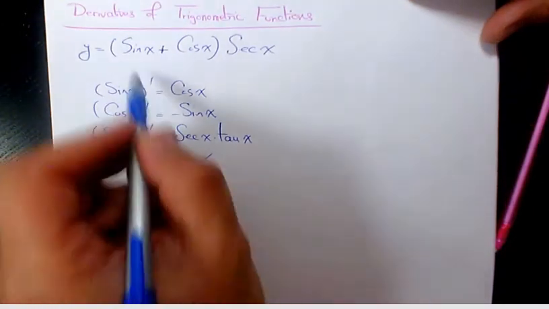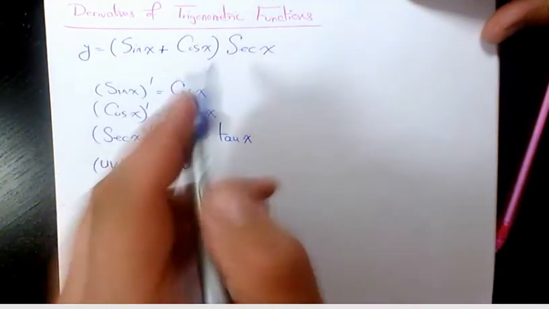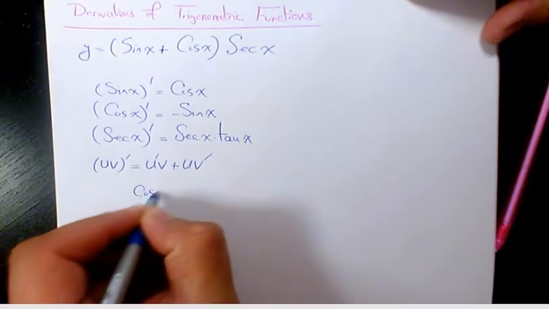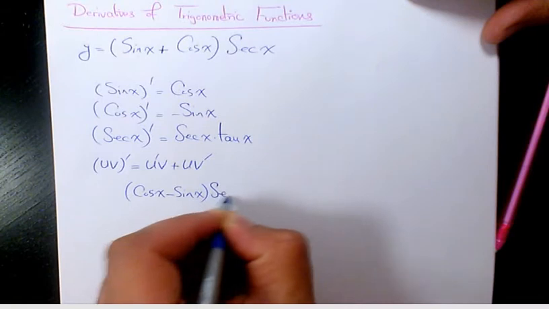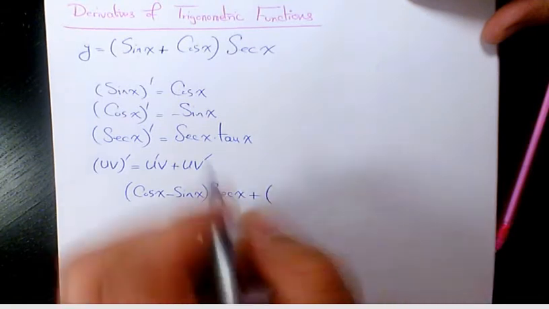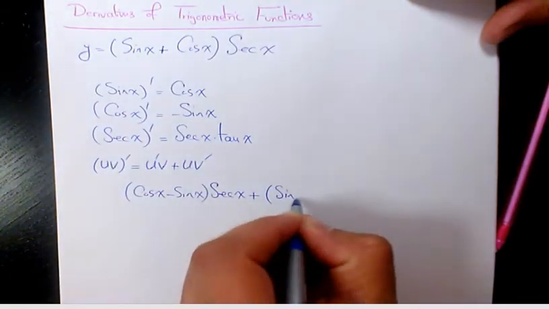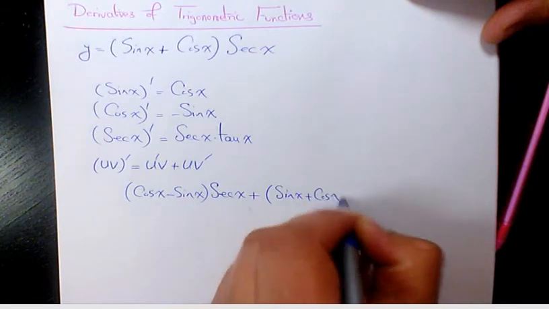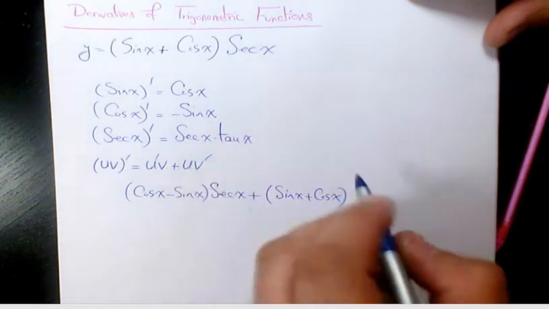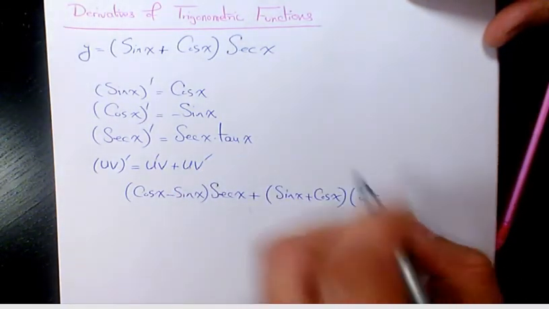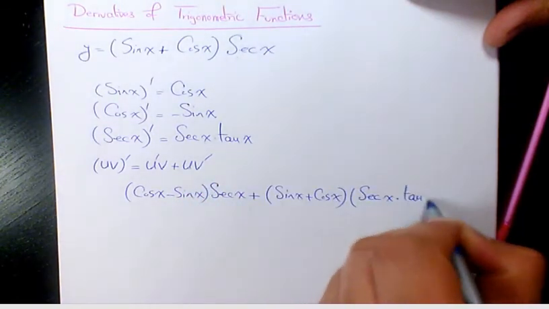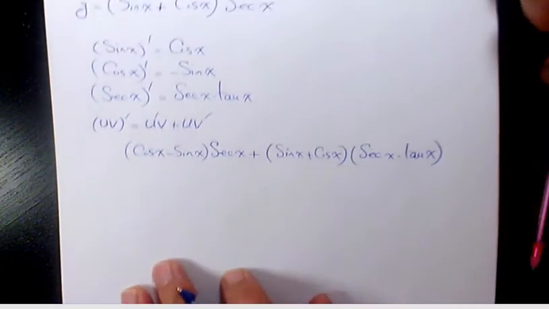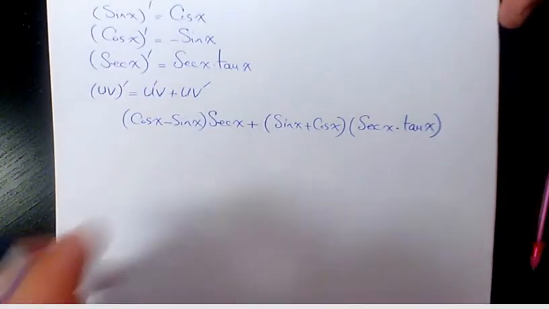second. The derivative of sine x plus cosine x is going to be cosine x minus sine x, times secant x, plus sine x plus cosine x times the derivative of secant x, which is secant x times tan x. Now let's simplify it.